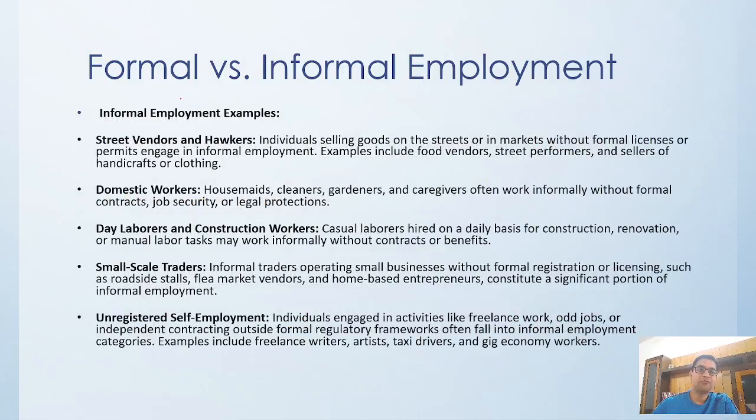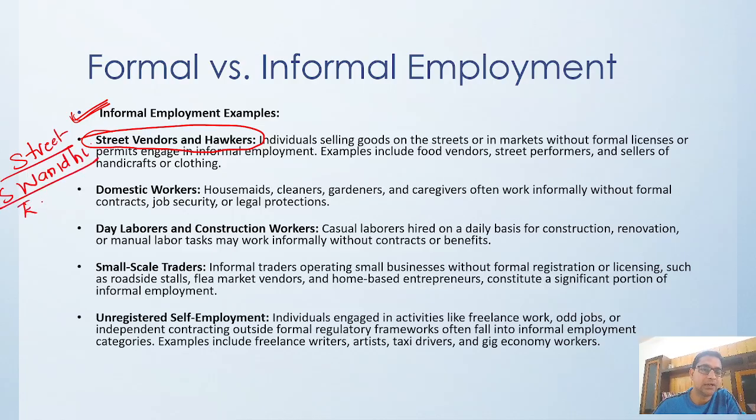Now come to informal employment examples. Who are the people who are working in the informal sector? Street vendors and hawkers, those people who are selling things on streets. Recently, the government has started the Swanidhi campaign for providing them with, I think, 10,000 rupees advance. During the time of COVID, the street vendors suffered very heavily. So the government started providing them an advance so that they can start off their business.